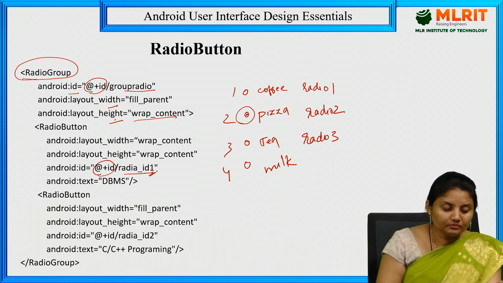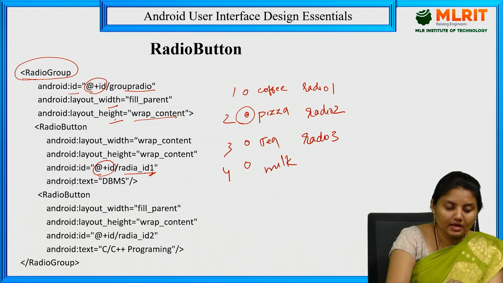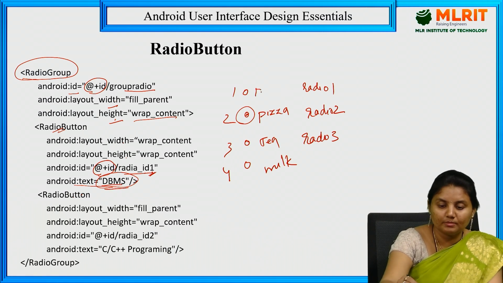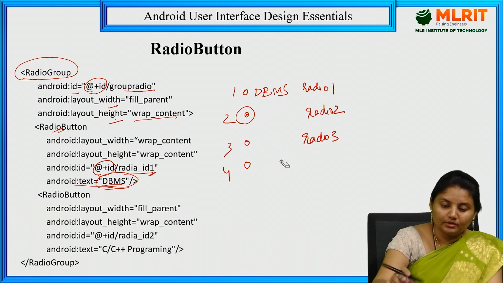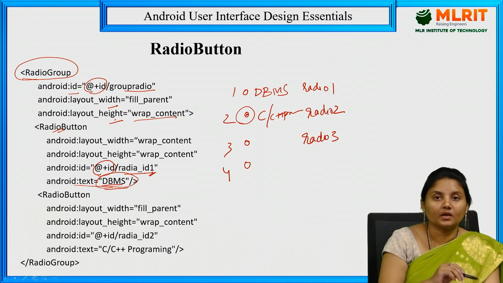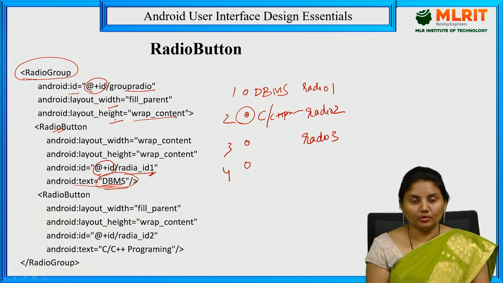Okay. Android text. This is the text that is displayed for the first radio button. Instead of coffee, here it is given as DBMS. So the first option will be DBMS, and the second is given something other, so you can just make it C or C++ programming. So that is the difference between the checkbox and the radio button.